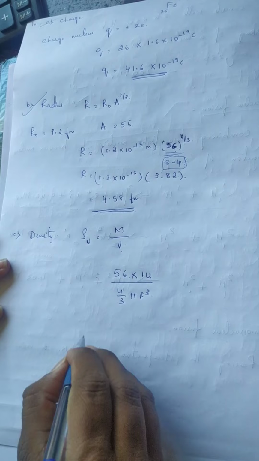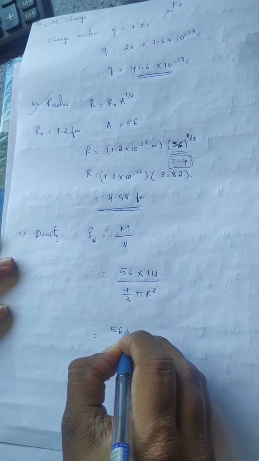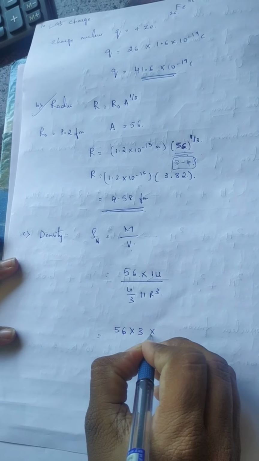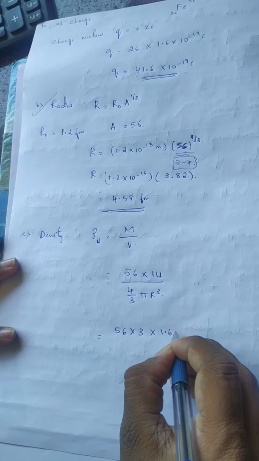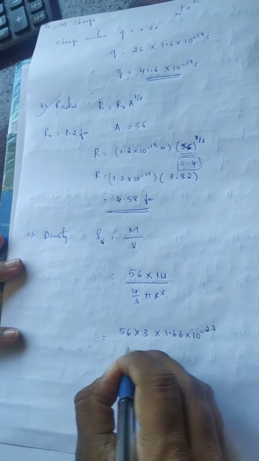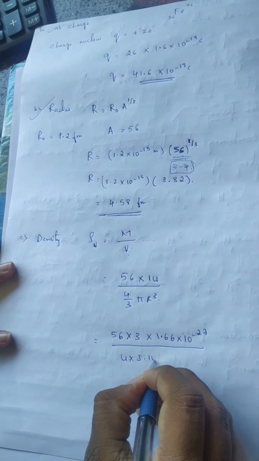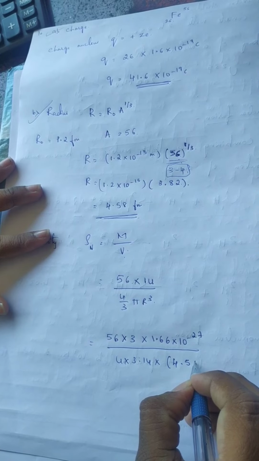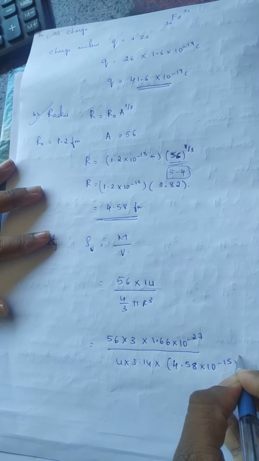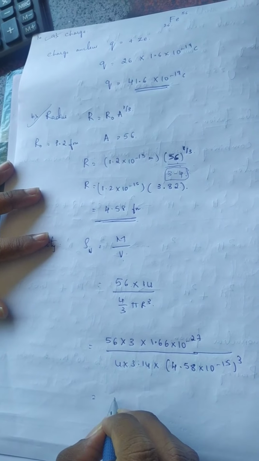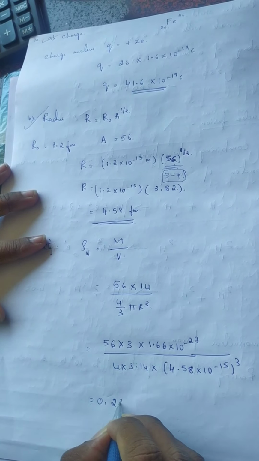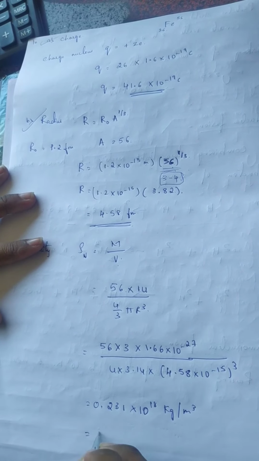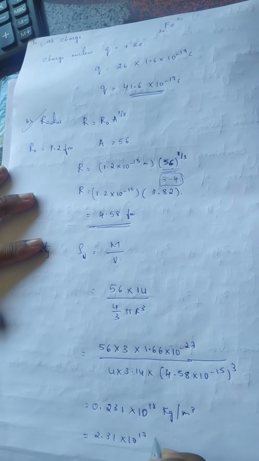Now substituting the values, 56 into 1 atomic mass unit, which is nothing but 1.66 into 10 raised to minus 27, divided by 4 by 3 into 3.14 into r cube. R we got now, just 4.58 into 10 raised to minus 15, the whole cube. Calculating this, we will get the nuclear density as 0.231 into 10 raised to 18 kg per meter cube, or you can write this as 2.31 into 10 raised to 17 kg per meter cube.